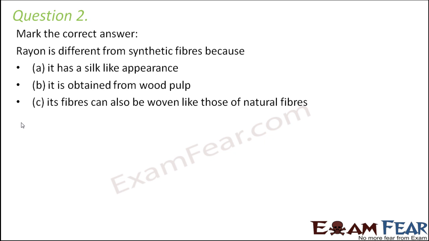But in case of rayon, it is obtained from wood pulp, and wood pulp contains cellulose, which is a naturally occurring polymer. So that is how rayon is different from others, and that is why rayon is often called the semi-synthetic fiber.